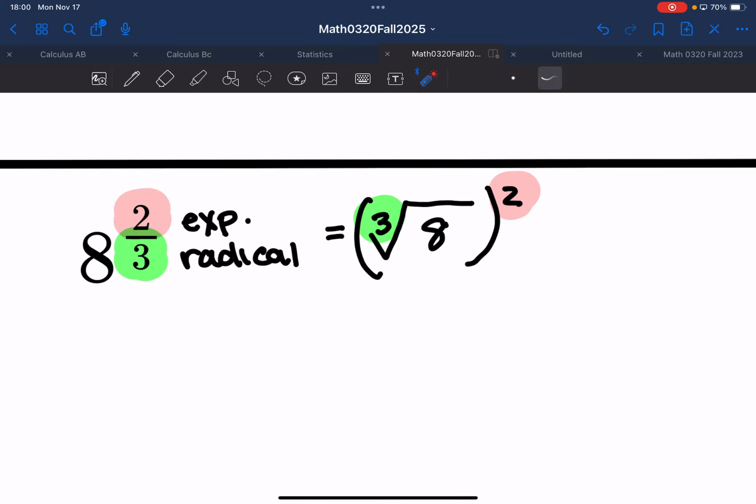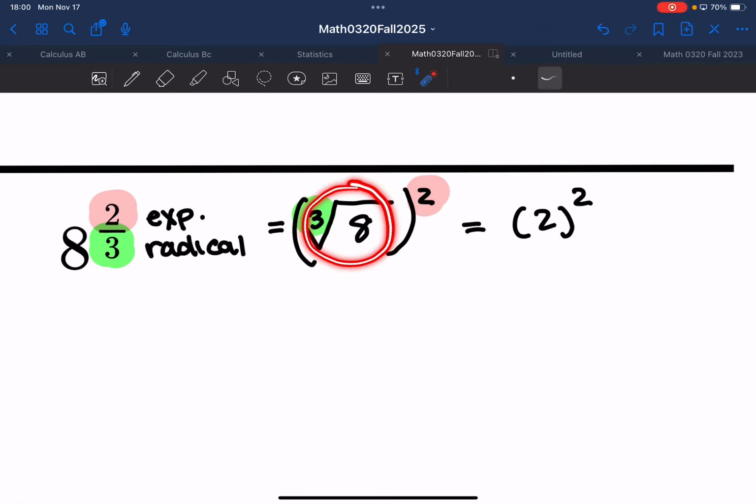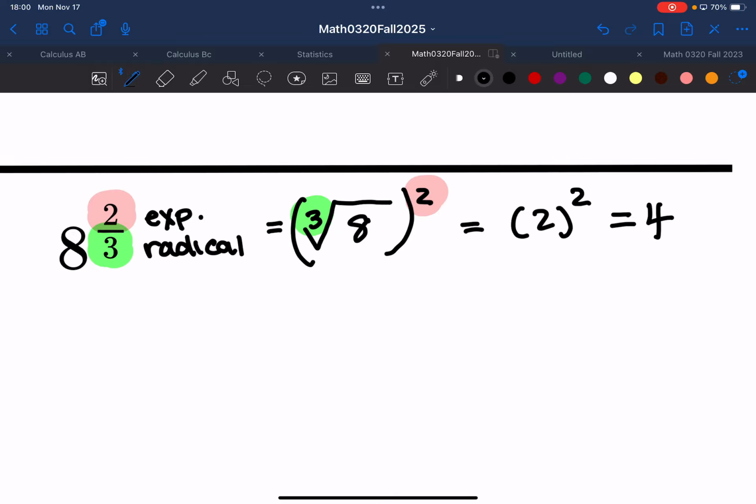So to simplify this, we always do inside the parentheses first. So we're only going to do the cube root of 8. And we did this previously in a different example. So what is the cube root of 8? 2. Okay, so then this is going to be equal to 2 squared. Because all I simplified was this part. The cube root of 8 became 2. I still had to square whatever my answer was. So then my final answer, 2 squared, is going to be 4.